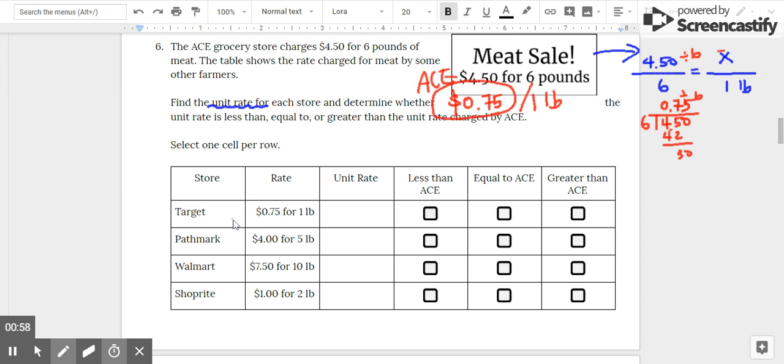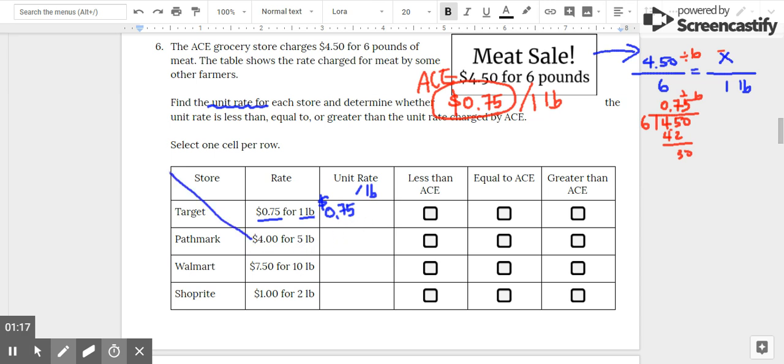Okay, let's look at Target. The rate is 1 pound and you pay 75. So what's the unit rate? 75 cents per 1 pound, because unit rate is always per 1. So I'm not going to put per pound for each case.